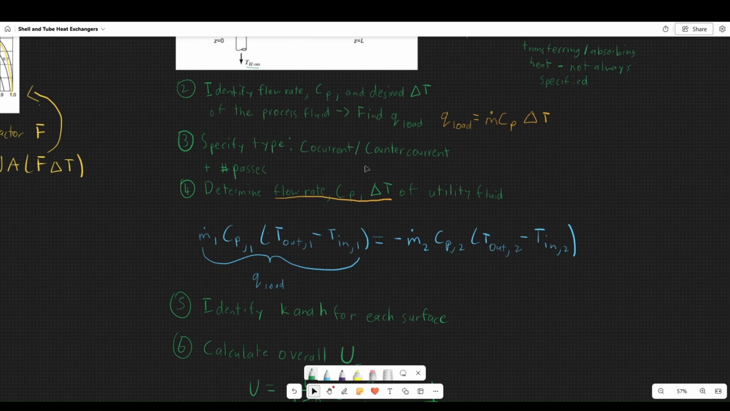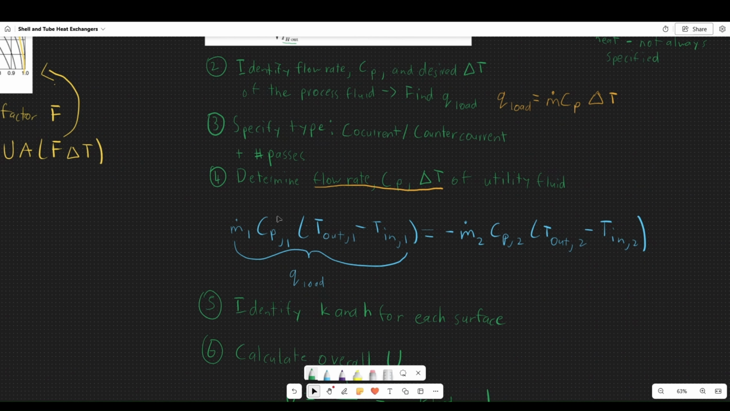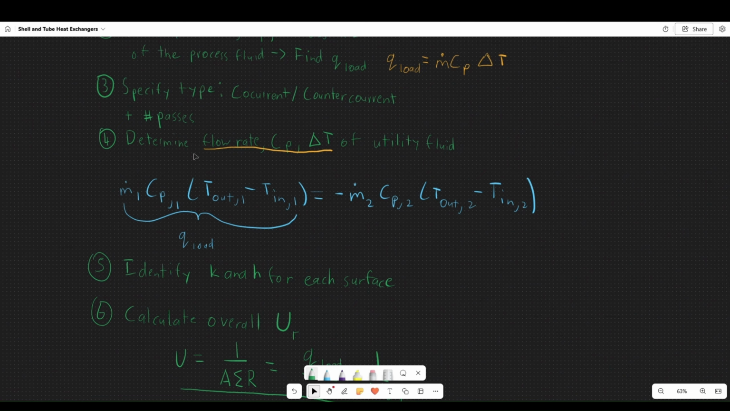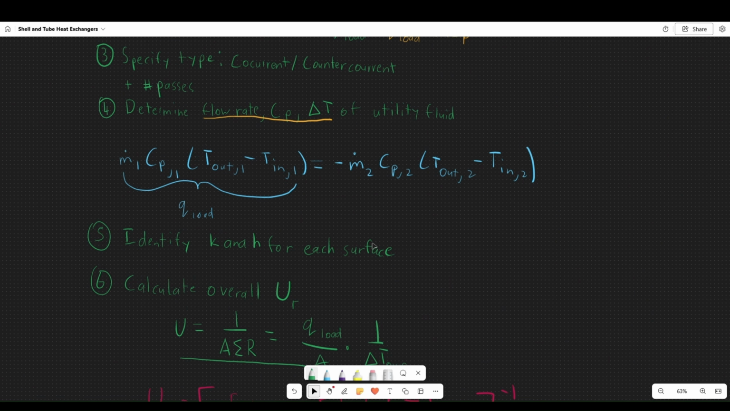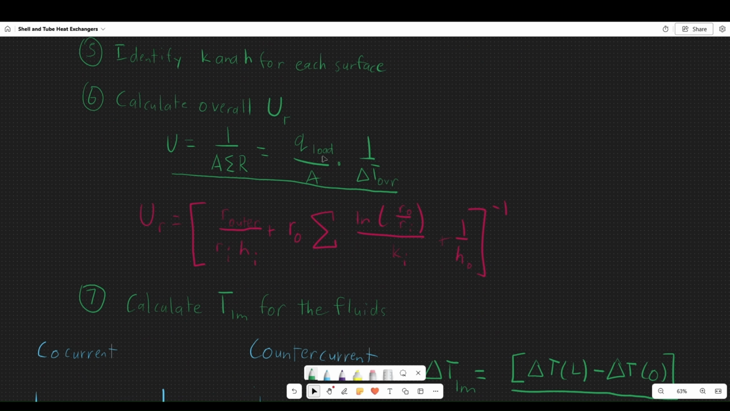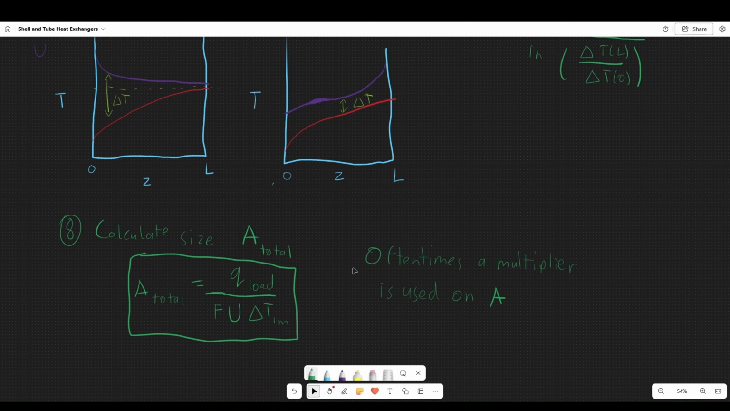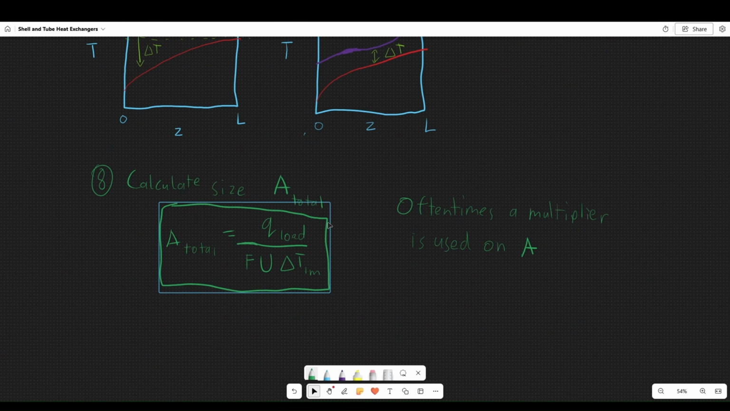The reason why we want to determine if it's countercurrent or co-current is because that can affect the graph that you use, the correction factor. And so then we determine the flow rate, specific heat, or the change in temperature of the utility fluid. We figure out what K and H are. We calculate what the overall heat transfer coefficient is. We figure out what TLM is, and then we can finally calculate the size. And that's all you need to know.